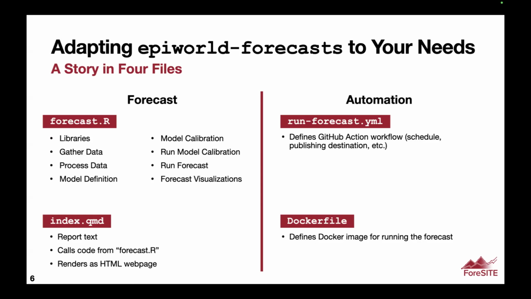And so you'll probably modify the schedule. You might modify whether or not it publishes or where it publishes to. You could have it, instead of publishing a website, just produce a CSV that you can download. And this is the file where you define what it's going to do. And then the Docker file is where you would add your libraries that your code needs and define your Docker image.